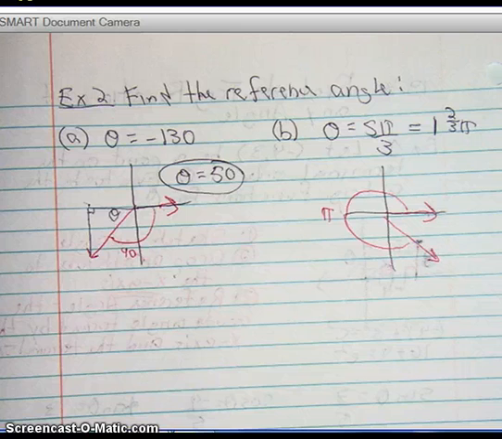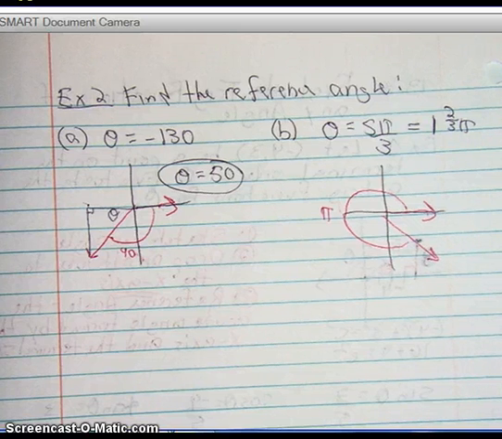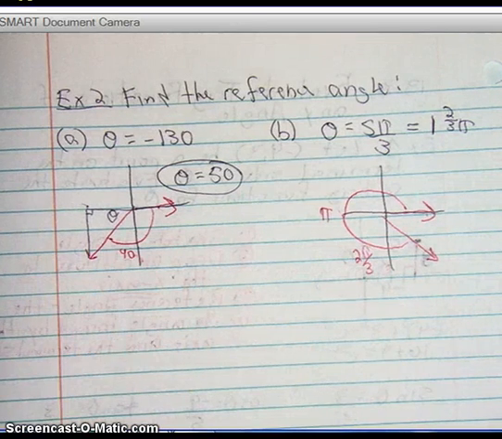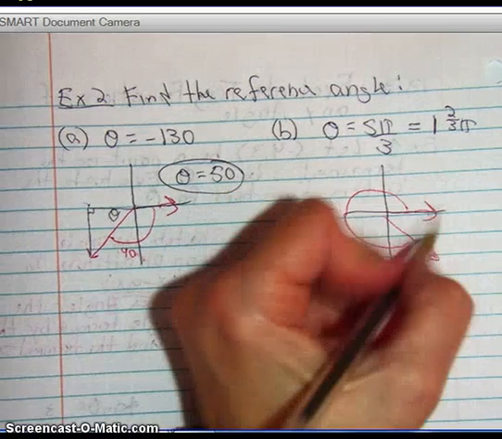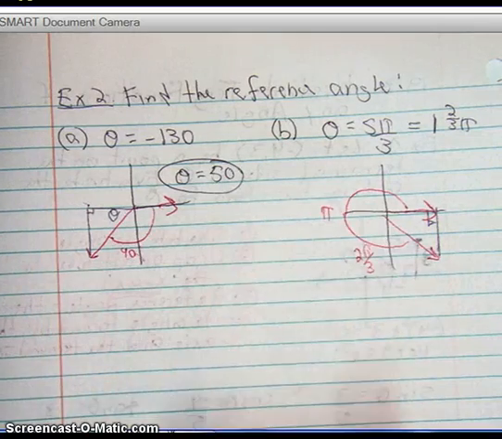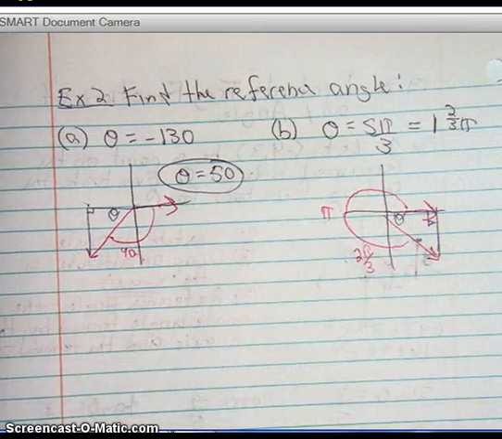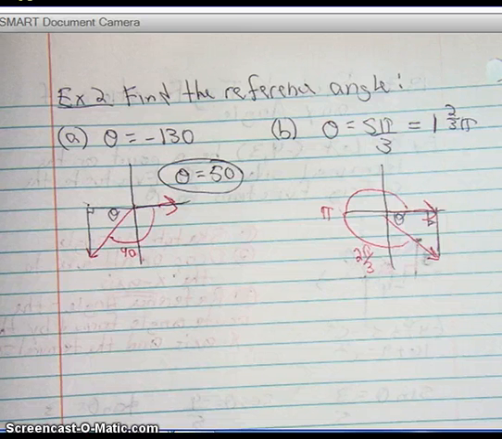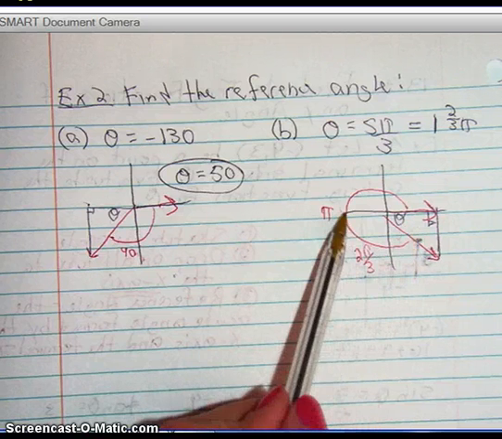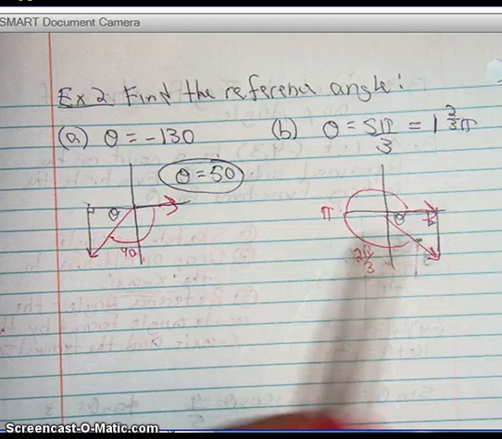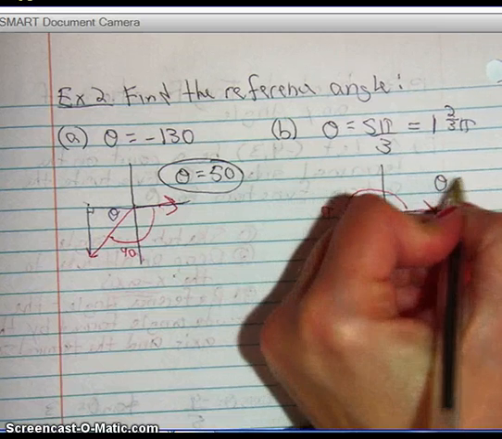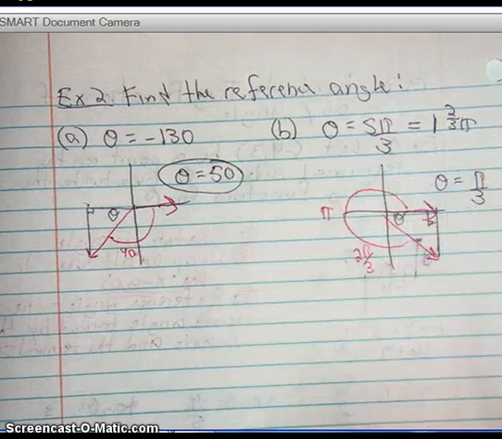Draw your terminal side. And it might help to put out here that this was 2/3 of a pi, that's 2 pi over 3. Drop your altitude to the x-axis. Put your reference angle inside. It's always the angle inside, not the angle outside. Now, I know you don't like working with fractions, but if all the way from here to here is 1 pi, and the outside is 2/3 of a pi, how many thirds are left in here? 1/3 pi. So theta equals pi over 3.